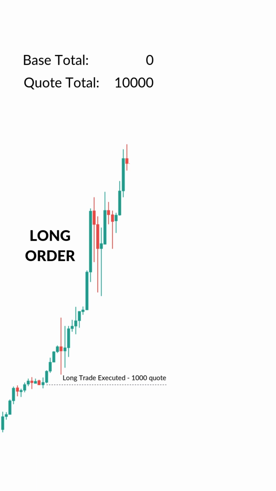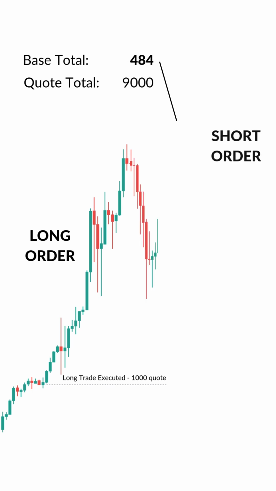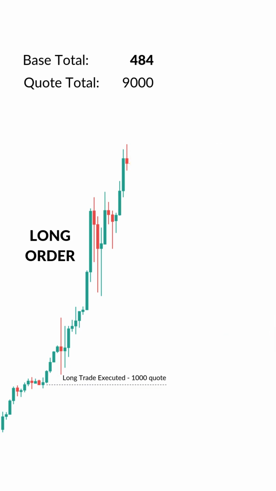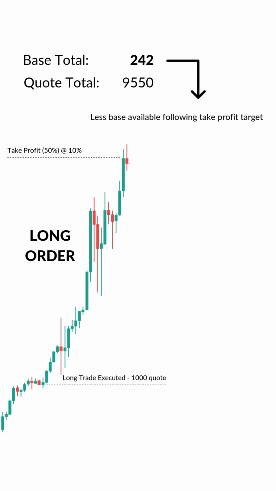Once a long position is executed, the quote asset would be exchanged for the base asset. In this example, for 1000 quote, we receive 484 base. If a short position were triggered at this moment, it would have 484 base to use for its position. This amount will reduce once the long position has met a take profit target or stop loss, and thus, the next short position would have a smaller pool to trade with.